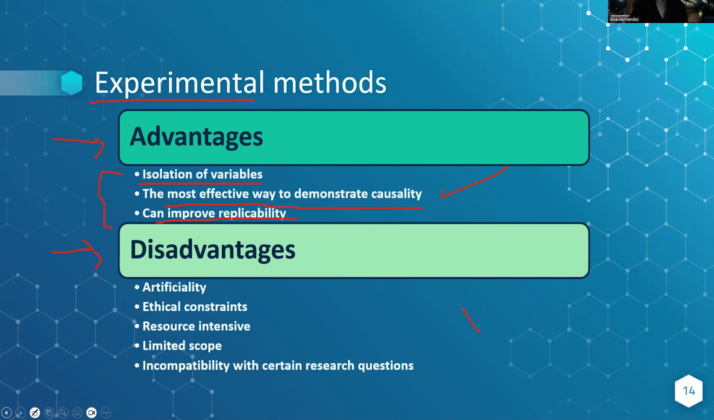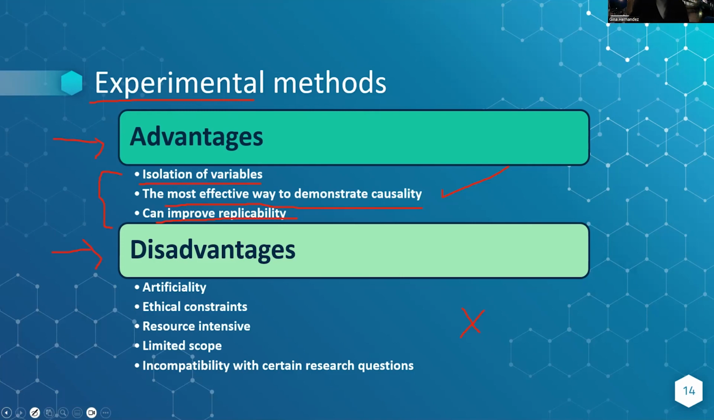And the negative things, sadly, are that sometimes these designs are very artificial. And then we have ethical constraints, like sometimes you need to manipulate one variable, like introducing anger, for example, or stress, and this is not ethical anymore. Obviously, you cannot stress someone or traumatize someone in order to later test how this trauma is influencing some other variables.